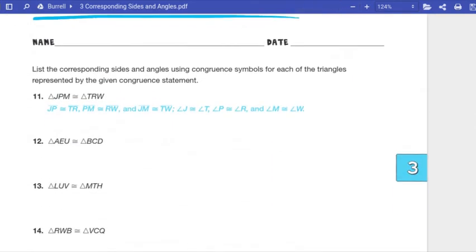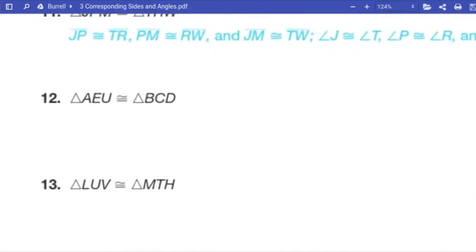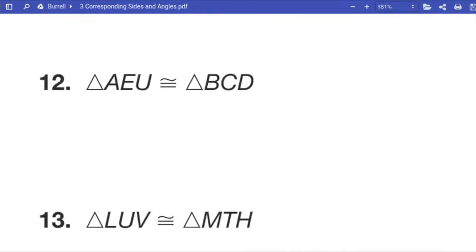On the back side, you can go ahead and flip your paper over. We're going to do an example together. We're going to list out all the corresponding sides and corresponding angles. Number 11 was done for us, so I'm going to start with number 12. I have triangle AEU congruent to triangle BCD. When I go to list my congruent side lengths, I have to make sure I'm paying attention to the order.